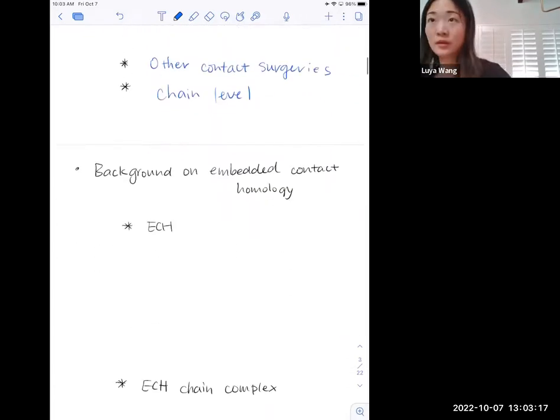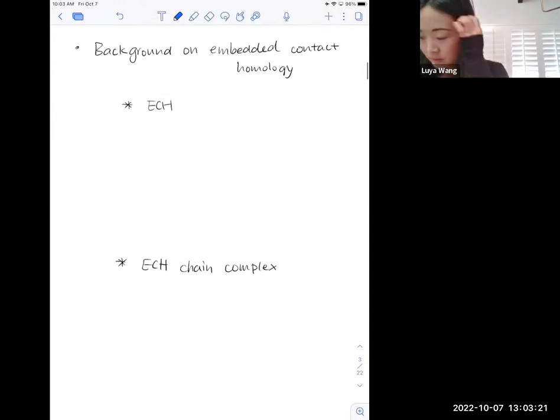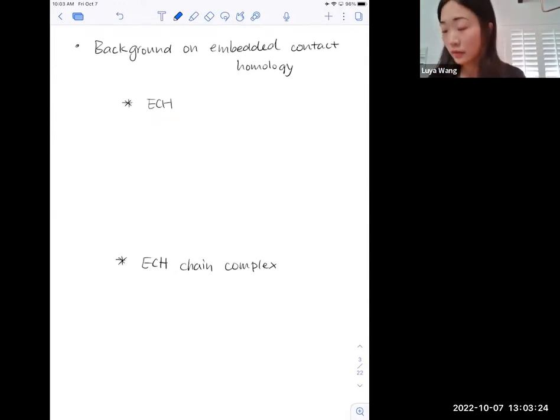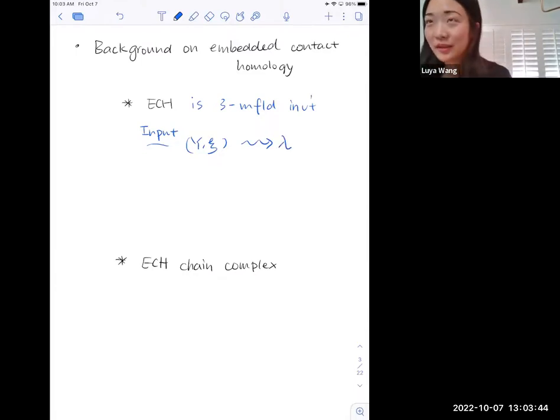Okay, so now I give you an overview of embedded contact homology. So ECH is a three-manifold invariant that takes the input of a contact three-manifold, Y, and associates to it a bunch of choices, which the ECH homology will be independent of, but so let's look at the choices we're making.